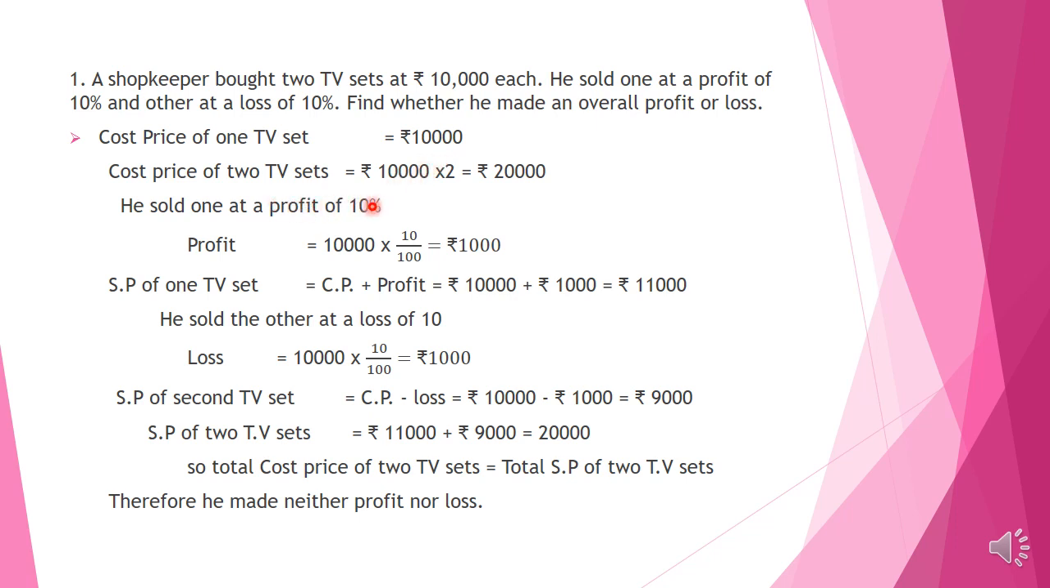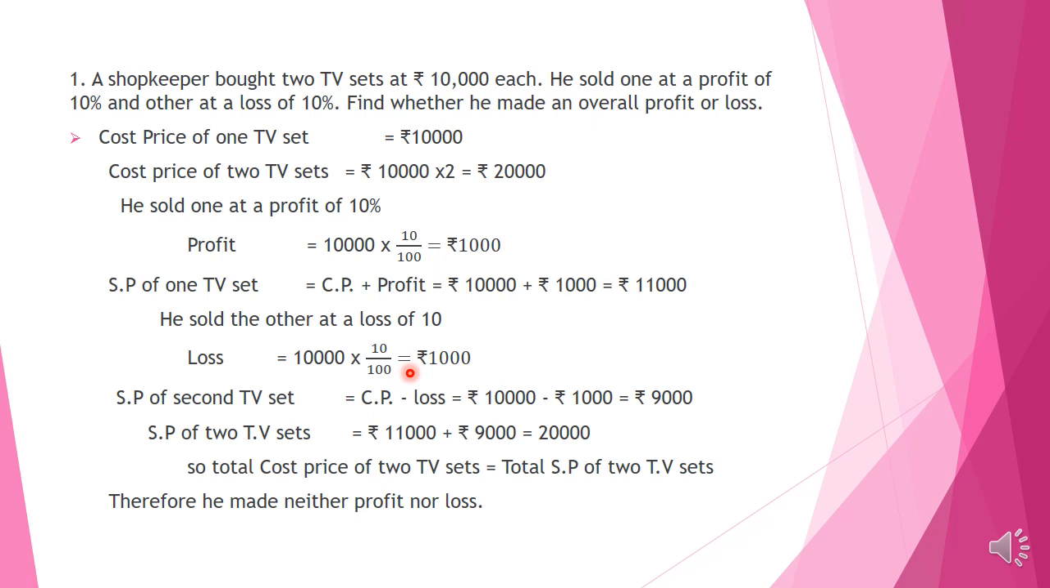Okay children, the cost price of one TV set is rupees 10,000 and the cost price of 2 TV sets is rupees 10,000 into 2, so rupees 20,000. Now it is said he sold one at a profit of 10%. So profit is 10% of 10,000, that is 10,000 into 10 by 100, and solving we get rupees 1,000. Therefore SP of the TV set is CP plus profit, 10,000 plus 1,000, so 11,000.